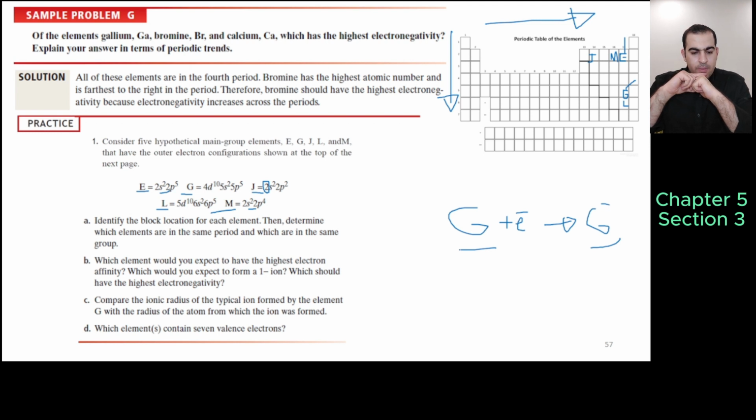That's it. Which elements contain 7 valence electrons? Elements of group 17. They have 7 valence electrons. E, G, L, all of these are in group 17. Group number minus 10 equals the valence electrons. Okay. That's it.